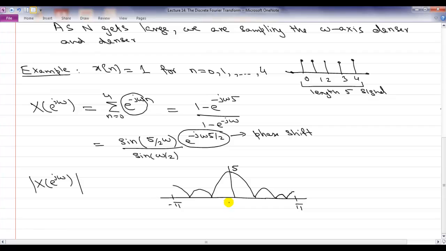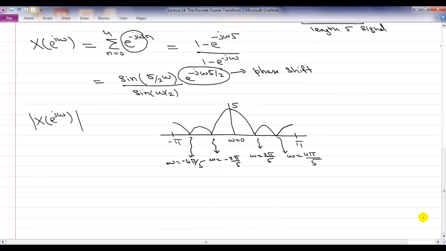The height of this at little omega equal to 0 is 5. And then it has zeros at little omega equal to 2 pi by 5, and then little omega equal to 4 pi by 5. I think I have an additional 0. This should be like this. And similarly, I have a 0 at little omega equal to minus 2 pi by 5 and a 0 at little omega equal to minus 4 pi by 5. Right? So this is the absolute value.